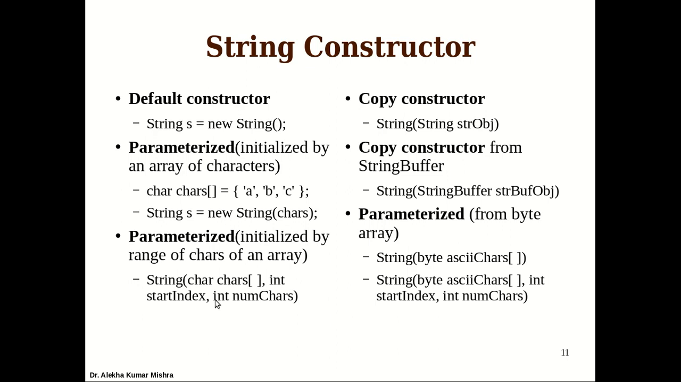The third version shows that we can mention the starting index from which the string is to be initialized and how many characters. So creating a string from a substring of an array of characters can be done by using the third version of the parameterized constructor. The fourth version is a copy constructor: simply a string object we want to copy into the new string that we are creating. Then a copy constructor from a StringBuffer is also allowed. If you have a StringBuffer object, it can be copied into the string you are creating.